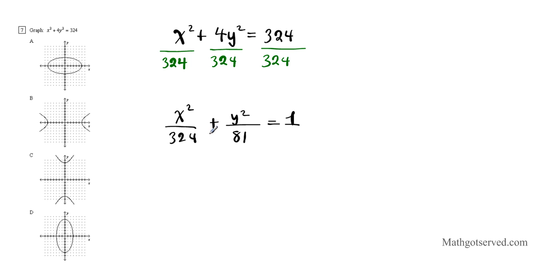Okay. Now, we don't actually need to graph this all the way. We just need to look at what we have. Since we have two squares and a plus, it's going to be an ellipse. So it cannot be B or C. These are hyperbolas because these ones have minuses.